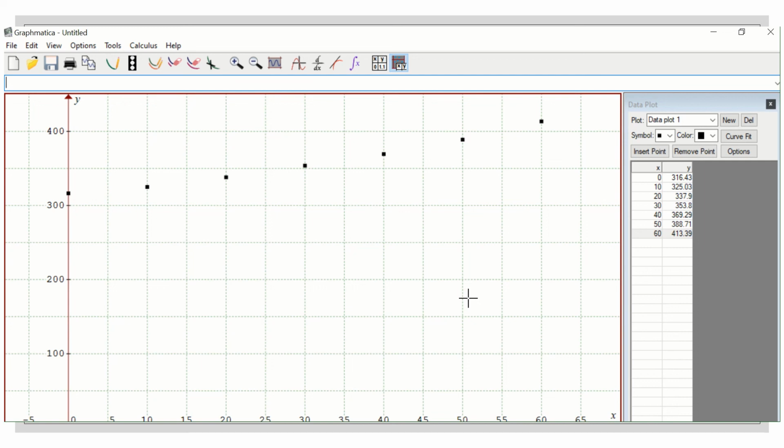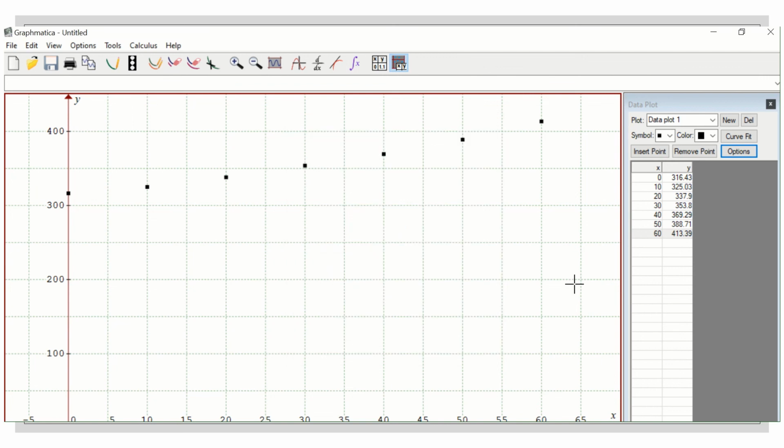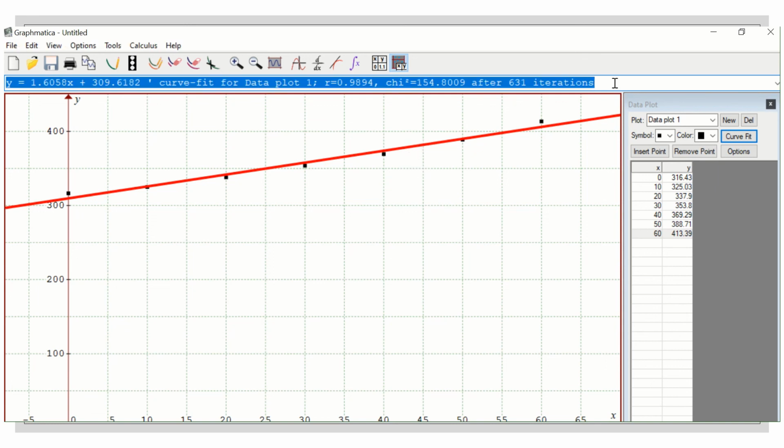So now we want to find a curve that closely fits this data set. Okay, so you're going to use curve fit, but first you have to click options so that you can set what kind of graph you would like to use. So for this discussion, we are going to use a polynomial. So let's try first if we make it a linear function. So the maximum order of a polynomial which is linear is 1. So we click OK. And then you click curve fit. So now you have created a line. So if you click the line, you would see at the top portion the function that would represent this line.